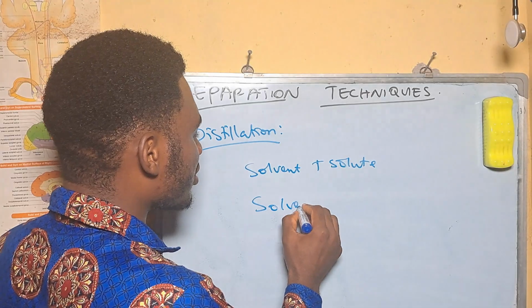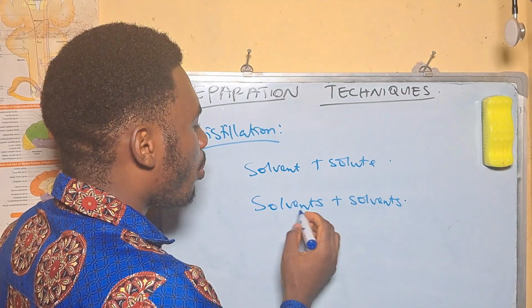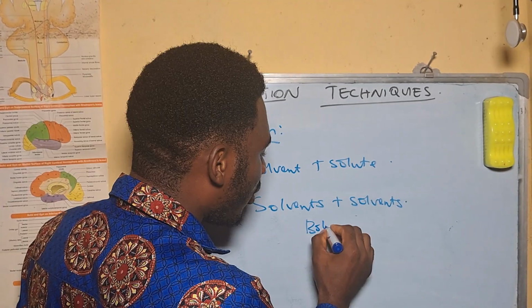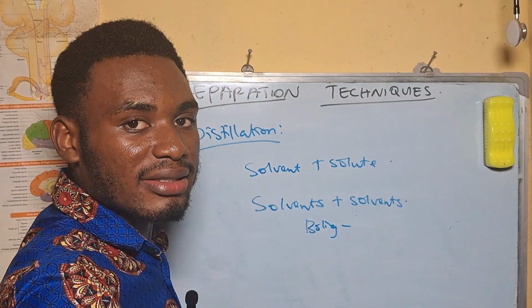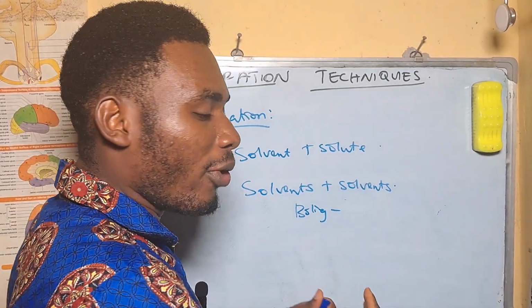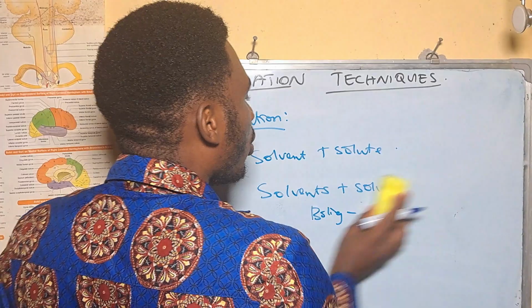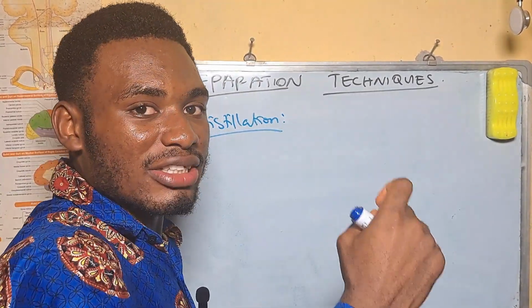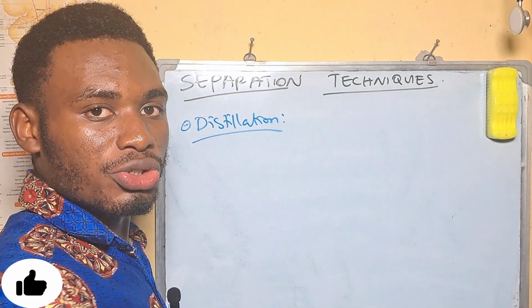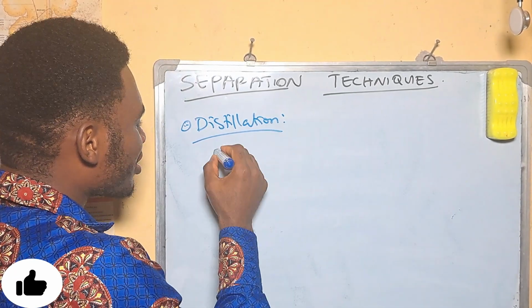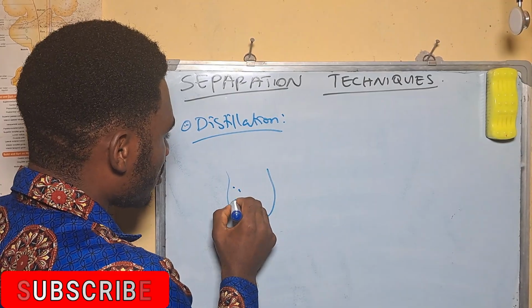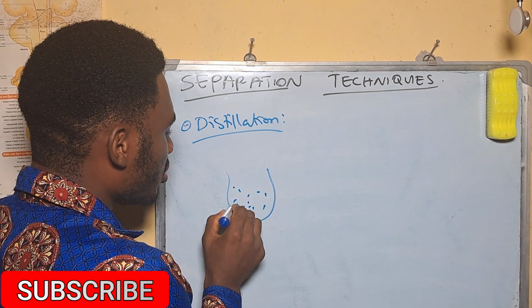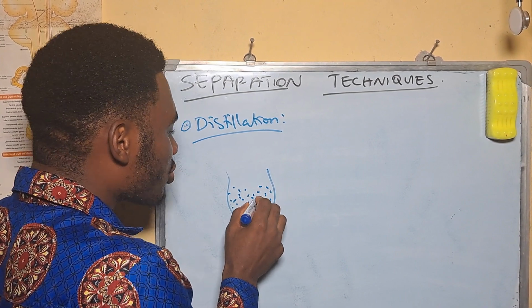be between two solvents. But if it's between two solvents, their boiling points must be widely apart from each other. So the range of their boiling points must be widely apart. But mostly you use distillation to separate out a pure solvent from a solution. The apparatus for distillation must have this, the solution. Here, the impure solution I want to separate a pure solvent from.